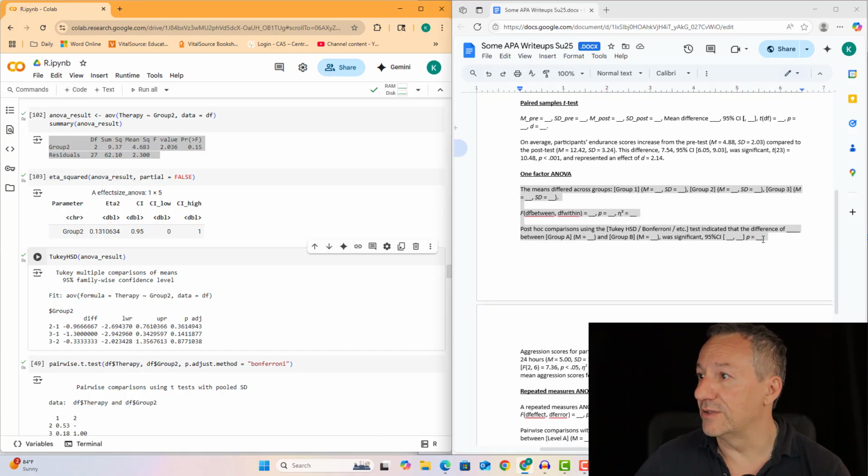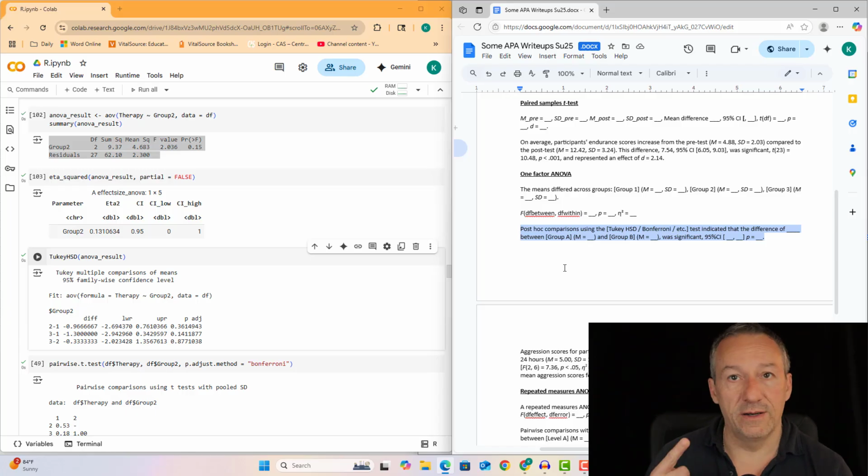Additionally, if we go over here to the write-ups, we would get our means and standard deviations, the ANOVA, eta squared, and then we'd also do some post hocs. You do Tukey's or Bonferronis to see which pairings are significantly different. So we have 3 different groups. It's like, is 1 to 2 significantly different, or 1 to 3, or 2 to 3?